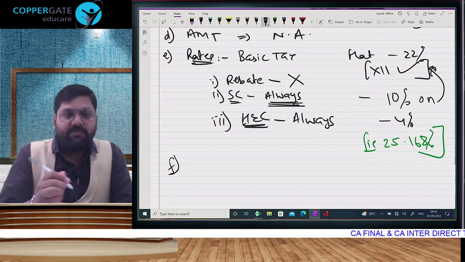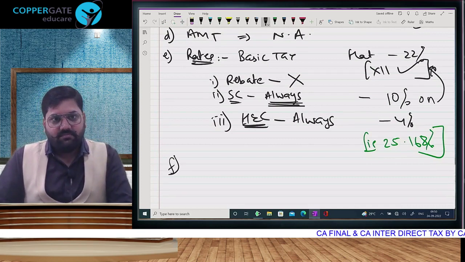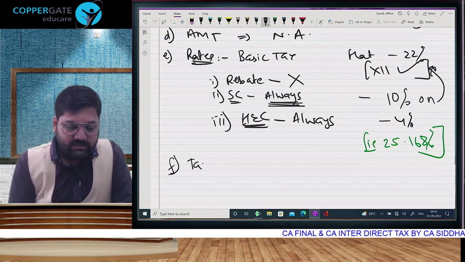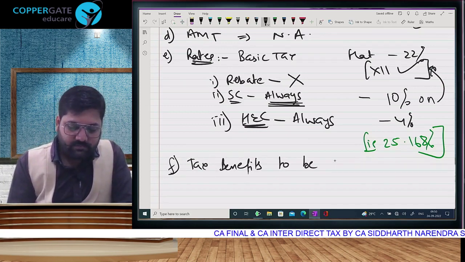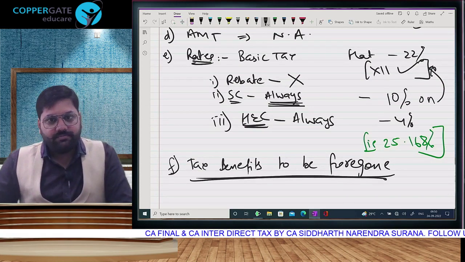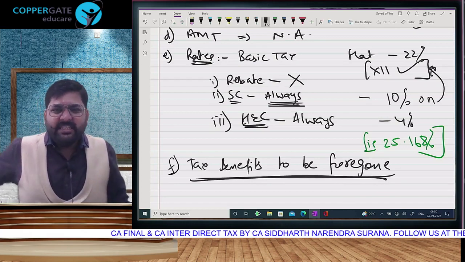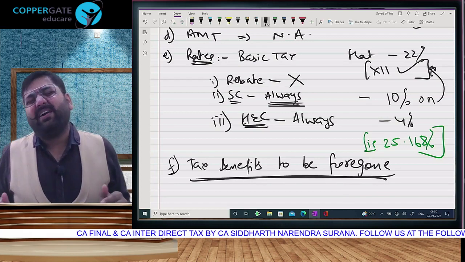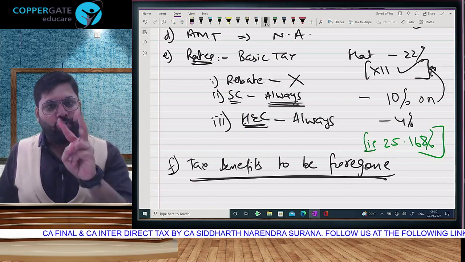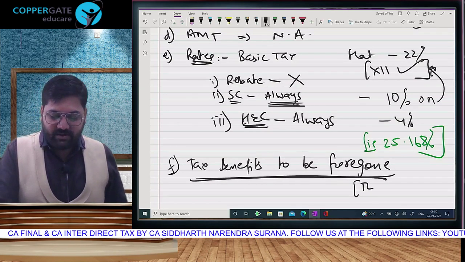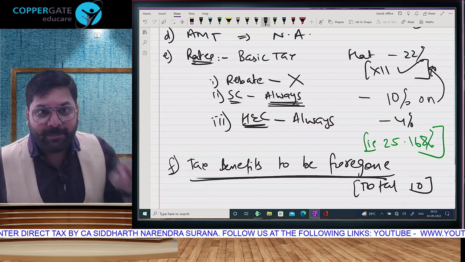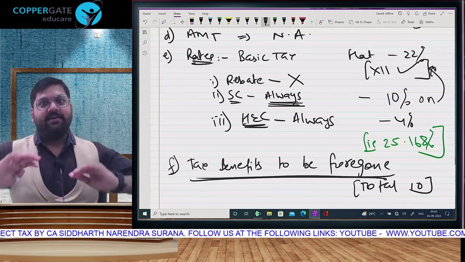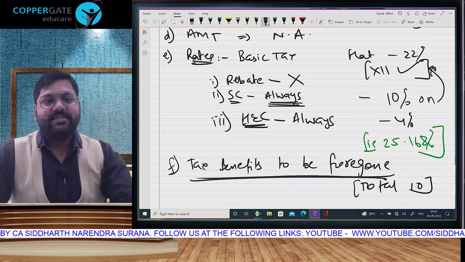And last point. Come on, tell me what is the last point? Tax benefits to be foregone. सर वापस सर पकाएगा सर वो लिस्ट. I'll give you 2 good news. Good news number 1, here it is only 10, not 20. Good news number 2, these 10 are from that 20.